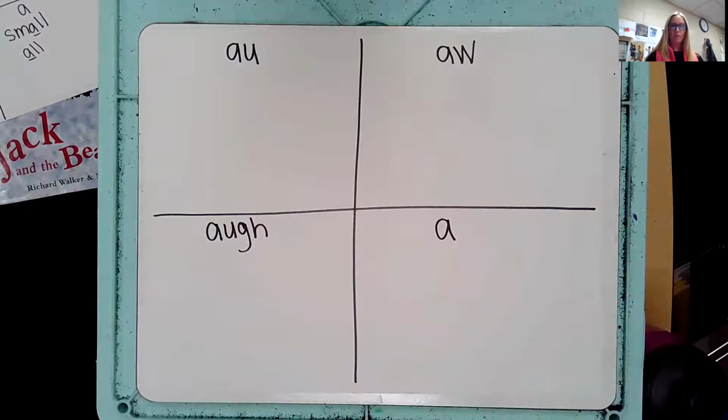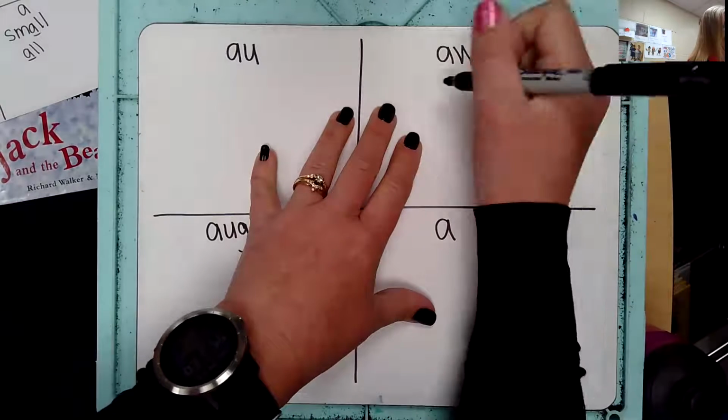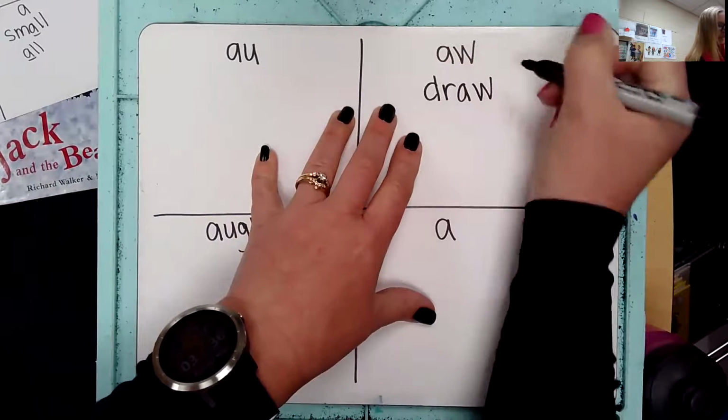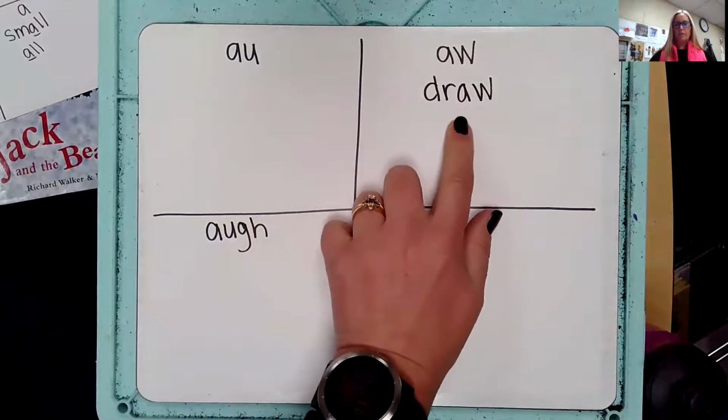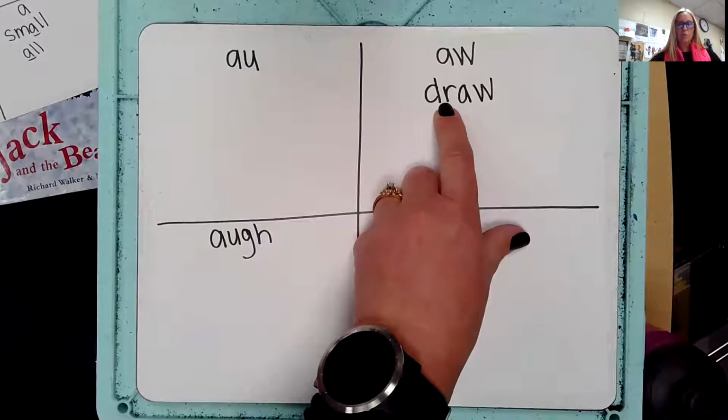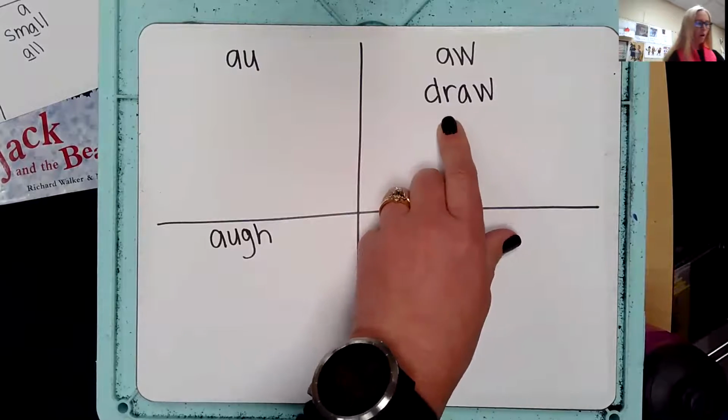Now, here's what we're going to do. I'm going to show you some words. Then we're going to talk through the words. Then you need to put the word in the correct place on your sort. So the first word in a moment that you're going to see is this word. Now we know A-W says aw, so let's start at the beginning. Dr, aw, draw.